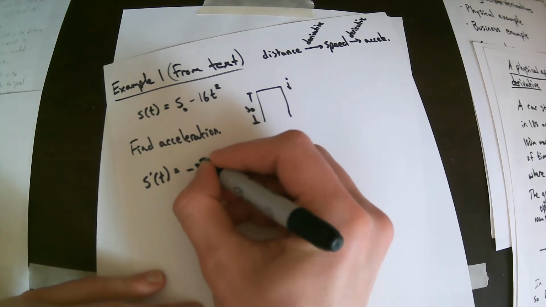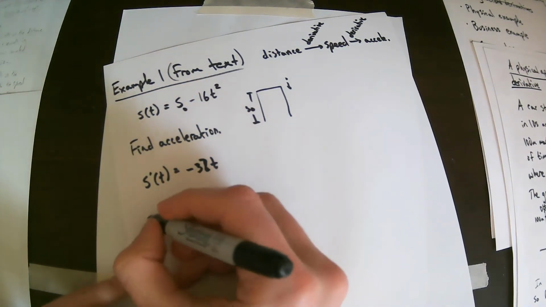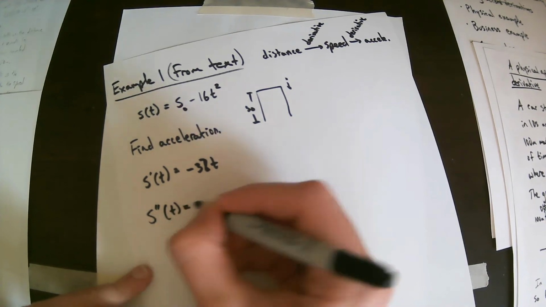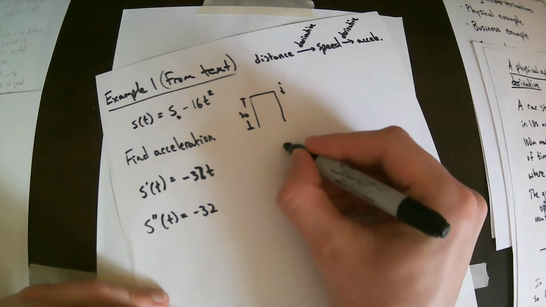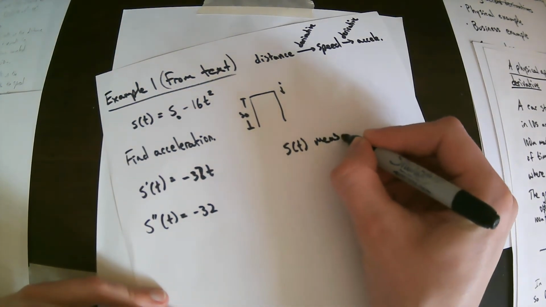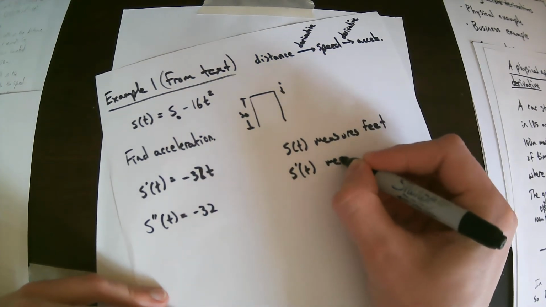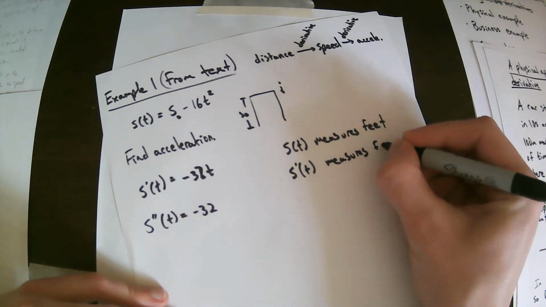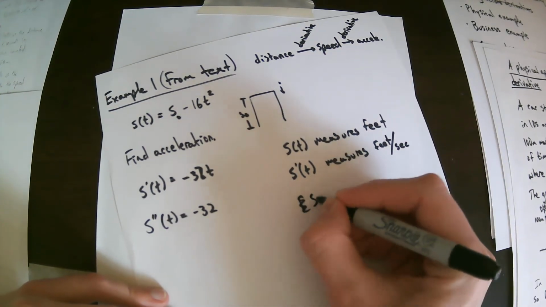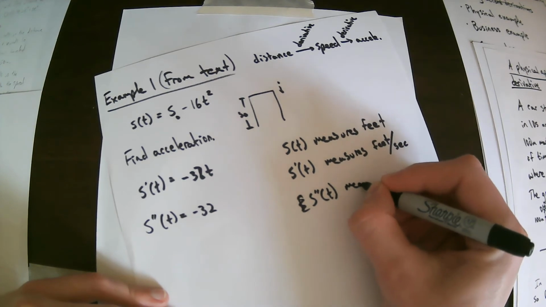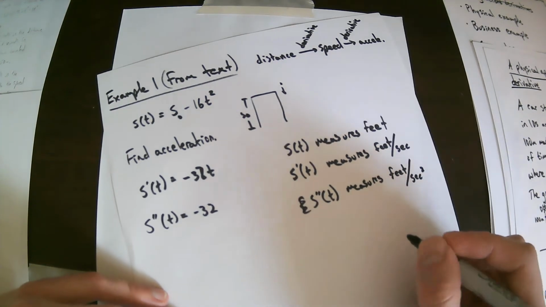I'm going to have negative 32t. That's negative 32t coming from the derivative of this. And then the second derivative will just be negative 32. And by the way, what is this measuring? This is measuring feet, as in distance. S prime of t measures feet per second. And S double prime of t measures feet per second squared.